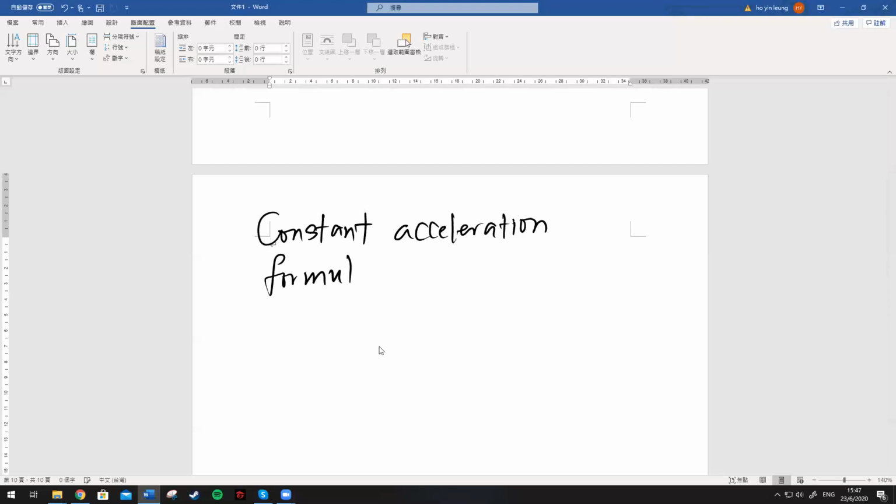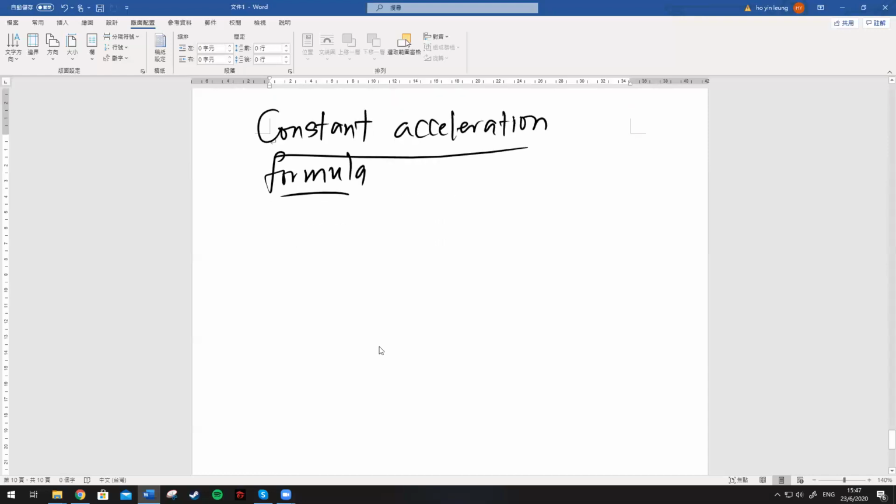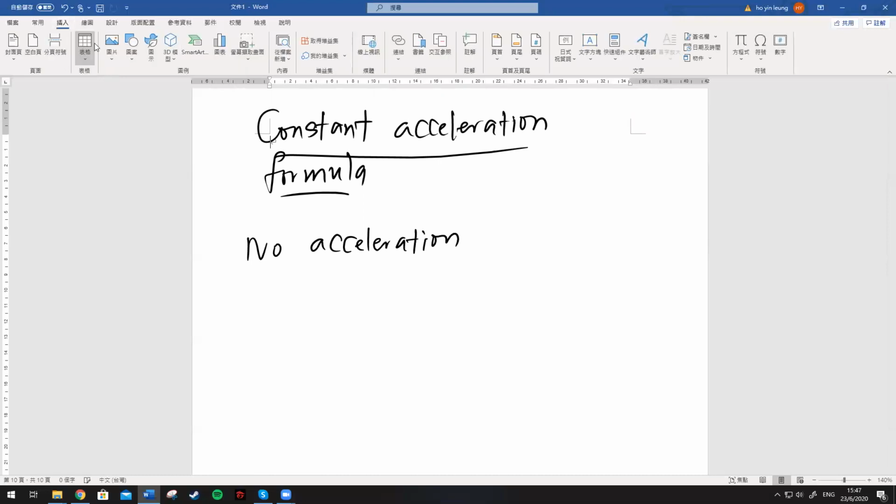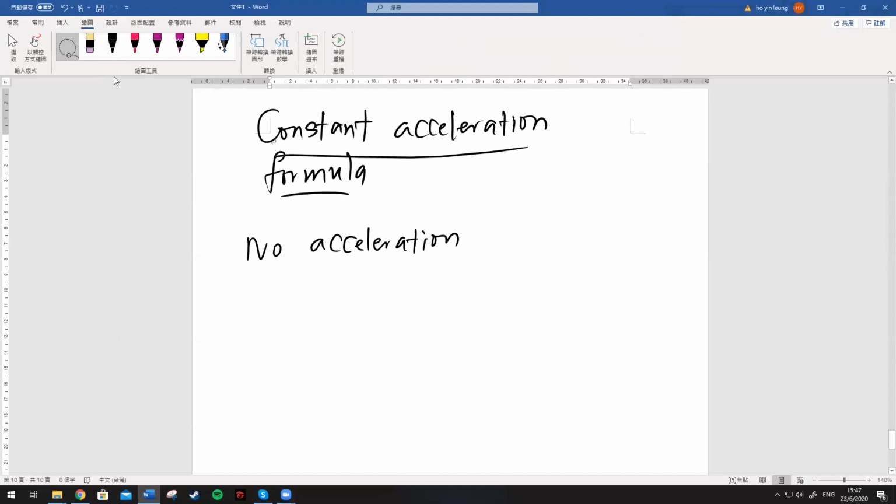Before talking about these formulas, maybe let's talk about some situations in which there's no constant acceleration. In what situation will there be no constant acceleration? Well, for example, if your speed is changing, then obviously the acceleration is not constant, right? For example, changing speed.